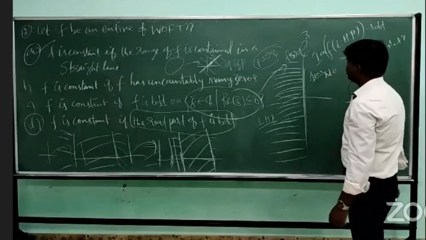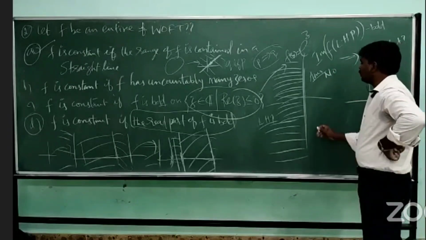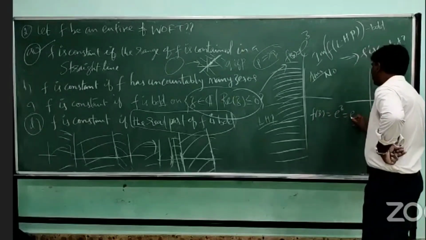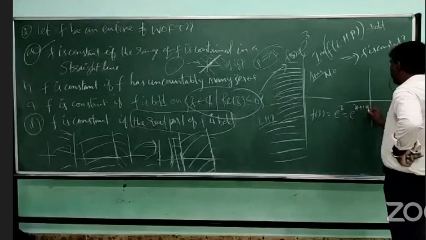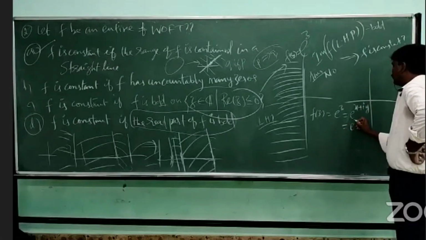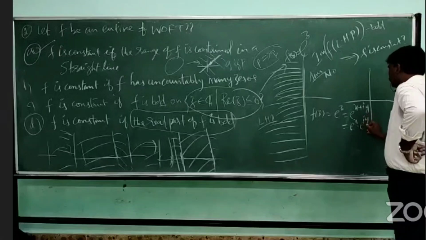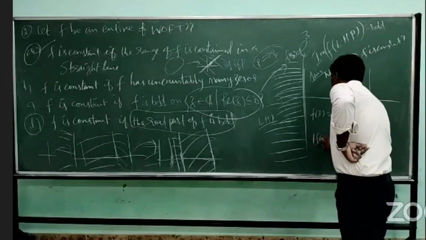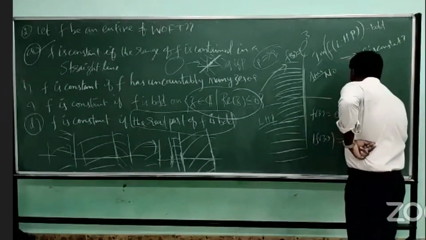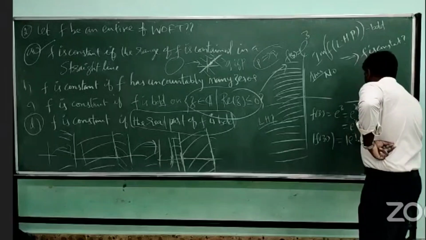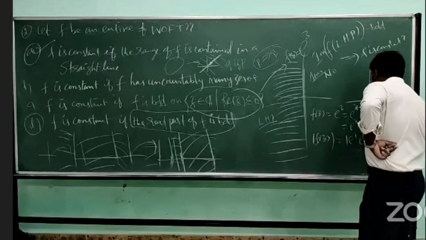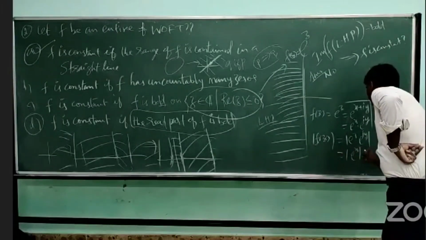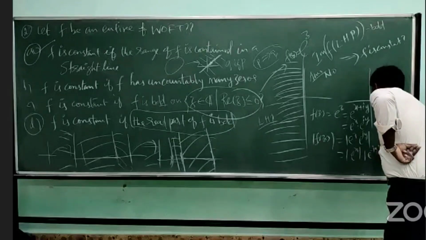Not necessarily constant means I would like to give an example. Now f of z equals e power z. I can write e power z as e power x plus iy, which is e power x into e power iy. Now what is the modulus of f of z? It equals modulus of e power x into modulus of e power iy.